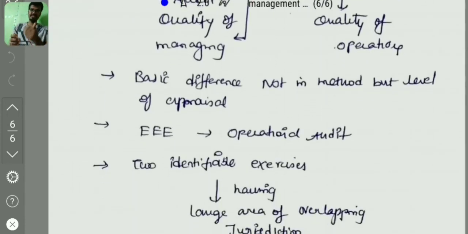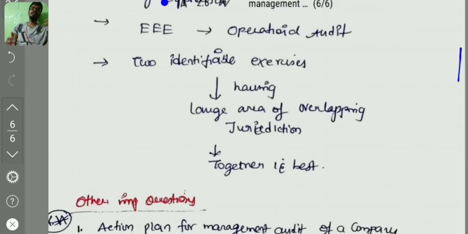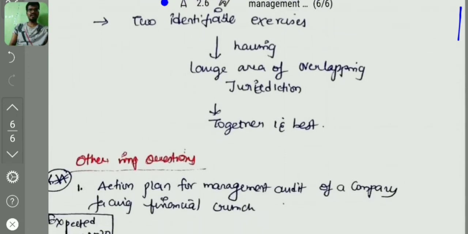Operational audit talks about the three Es: efficiency, effectiveness, and economy of operations. There are two identifiable exercises having a large area of overlapping. They overlap in many aspects, so they should not be taken as different topics. They can be read as one, management and operational audit. Right. This is the end of this topic.